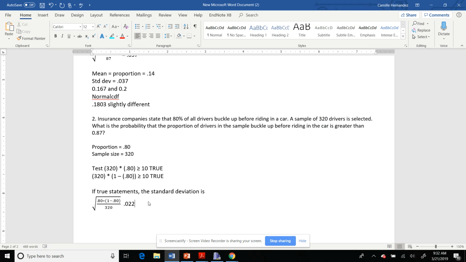So I'm going to do 0.022. Okay, so what do I have again? I got the mean, which is the proportion, equals 0.80. Standard deviation equals 0.022. We just got that. So this is a normal CDF problem because it wants greater than 0.87. And this is a normal CDF. Okay, so let's put it in and see what we get.